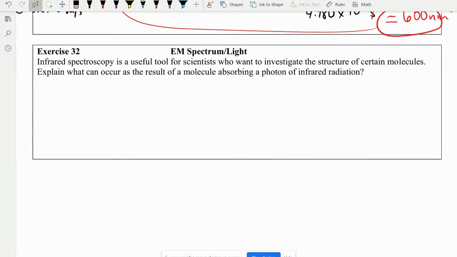It says IR spectroscopy, or infrared spectroscopy, is a useful tool for scientists who want to investigate the structure of certain molecules. Explain what can occur as the result of a molecule that is absorbing a photon of infrared radiation. Okay, I'm going to go ahead and jot down my answer. This is a response, not a calculation so much. So why don't you pause me, go back up into your notes, and tell me what happens to molecules in terms of their movement when they're bombarded with IR radiation. You put your answer, I'm going to put my answer, you come back and check.